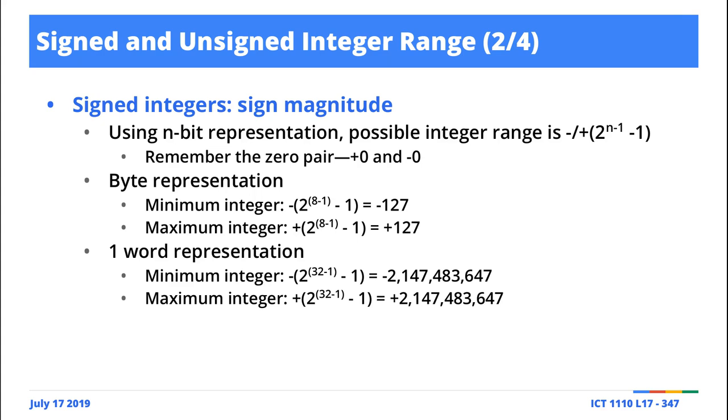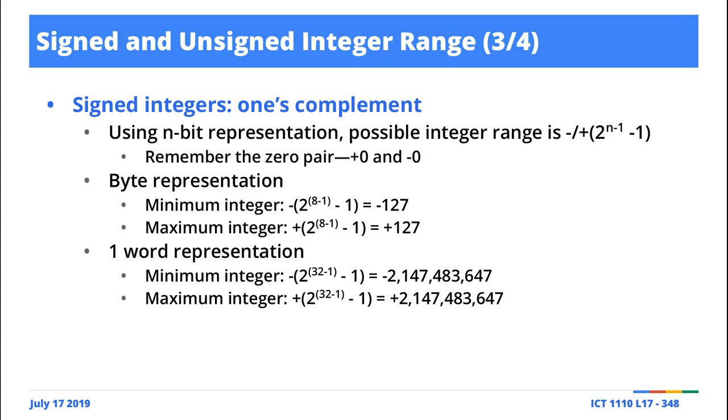Again, it doesn't matter which bit representation you're using. It could be a byte, half a word, a word, or a double word. All you have to do is plug in the numbers. But remember, it's 2 to the power n minus 1, because of the sign bit. There's a bit which is no longer part of the computation for the size of the integer, but is reserved for the sign. But what about one's complement?